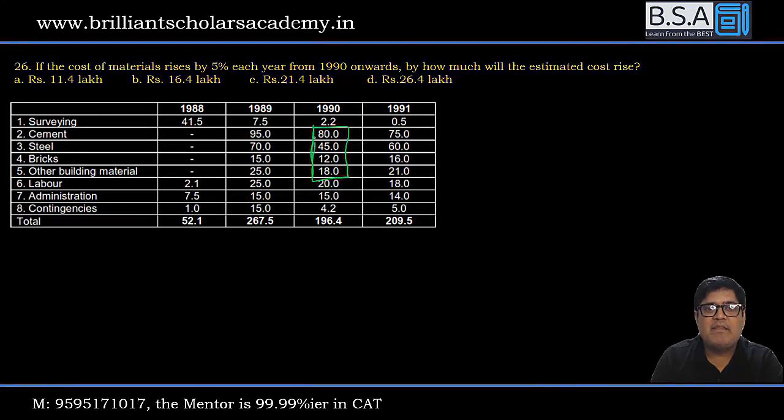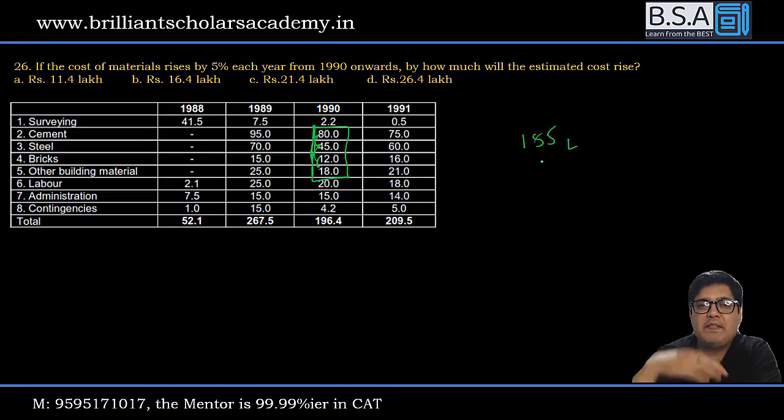They are increasing by 5%. So the question is simply saying, find the 5% value. Increase is 5%. Find the 5% value. So 18 plus 20, 30, 30 plus 45, 75, 75 plus 80, 155. 155 lakhs. So all they're asking you is to find the 5% value of this.